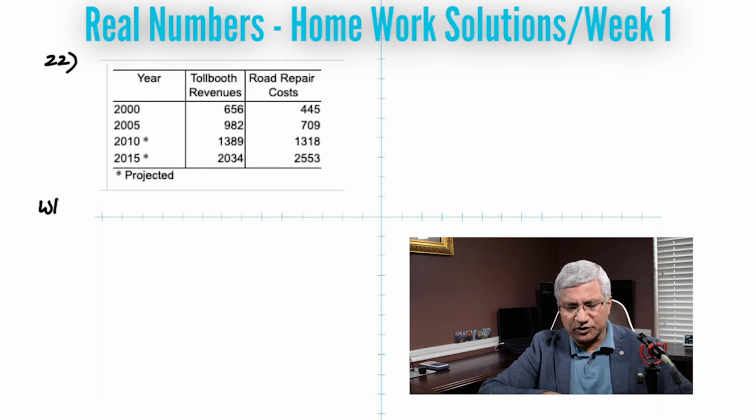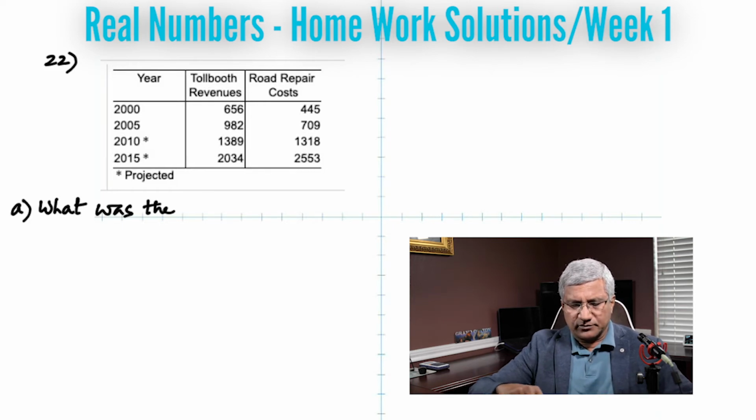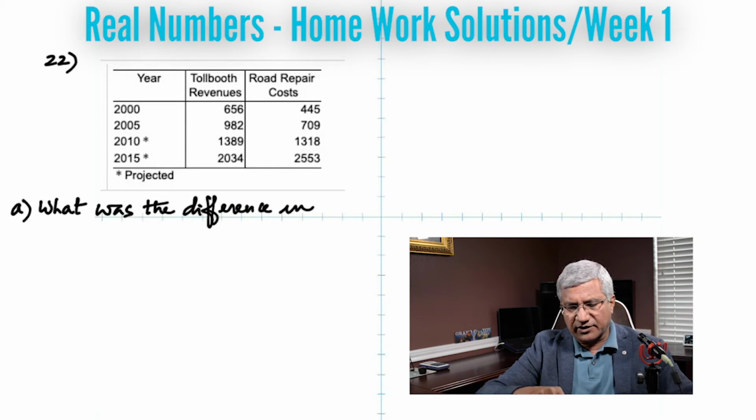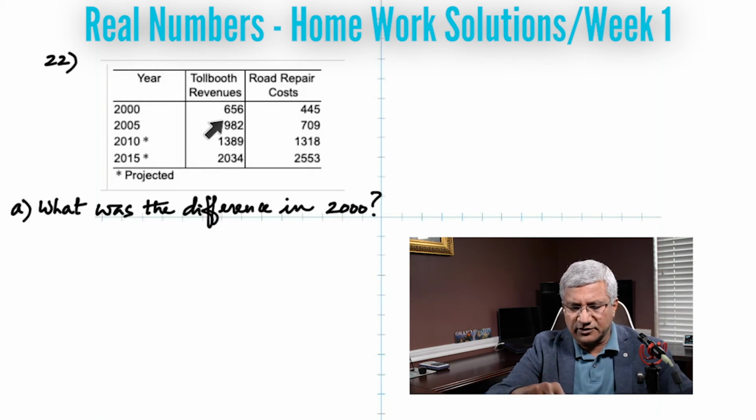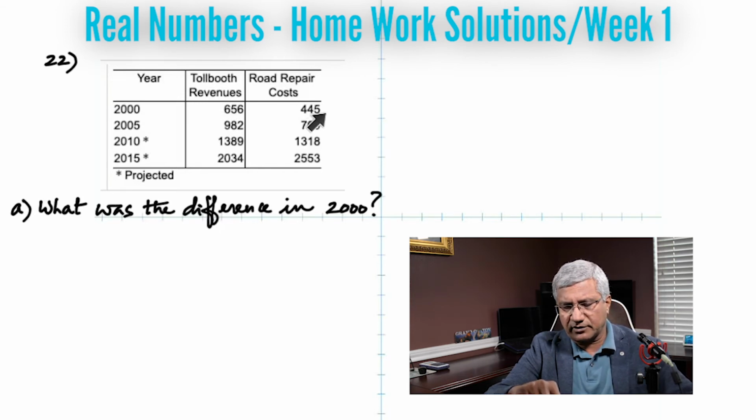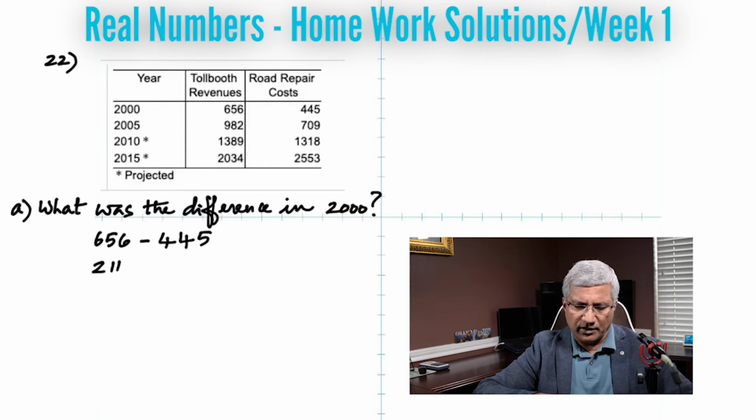All right, question number 22. So you have this table given, years, and then the toll booth revenues and road repair costs for each year. First question of part A is, what was the difference in 2000? Okay, so revenues 656 and road repair 445. So find the difference between those two. 656 minus 445, that's all. That gives 211. But remember, this is also in thousands. So 211,000 is the difference.